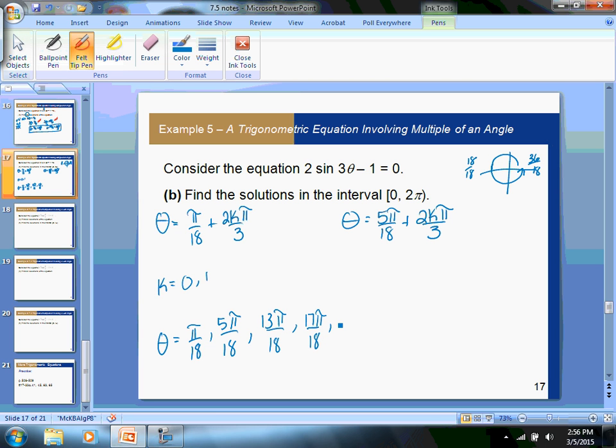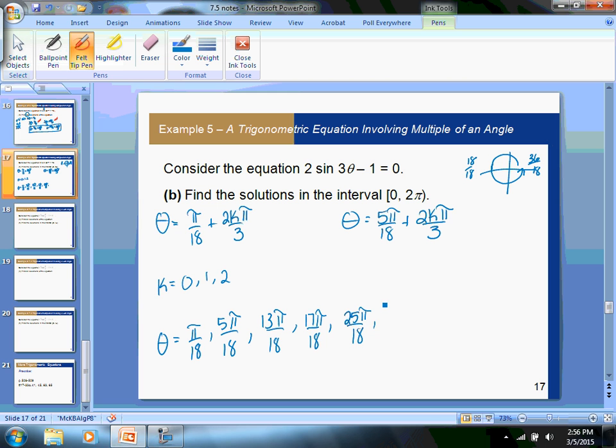So I still haven't gone past my 36 pi. At 17 pi over 18, I'm very close to pi. So I've got some more k values that I can use. So let's try 2. Okay, so now 2 times 2 will be 4. So this is 4 pi over 3 that I have to add to pi over 18. That gets you 25 pi over 18 when you add those fractions together.